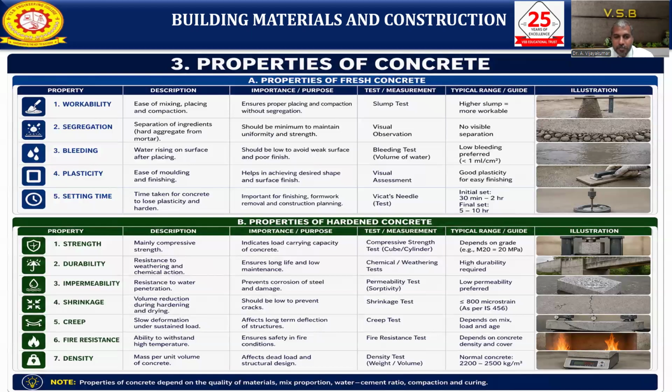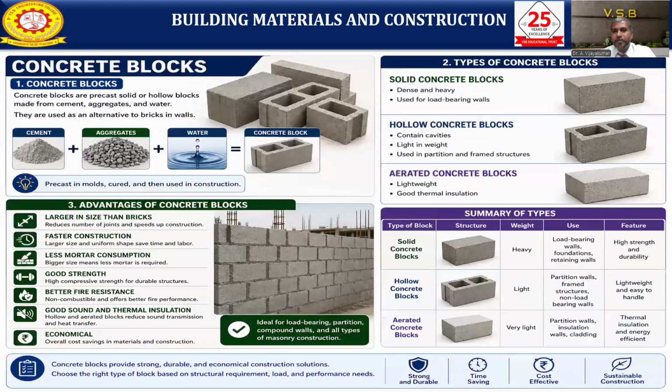Density is the mass per volume of the concrete. It affects dead load and structural design. We can do a density test, weight per volume. Normal concrete density is 2,000 to 2,500 kg per cubic meter. The properties of concrete depend upon the quality of the material used, mix proportion, water cement ratio, compaction, and curing.